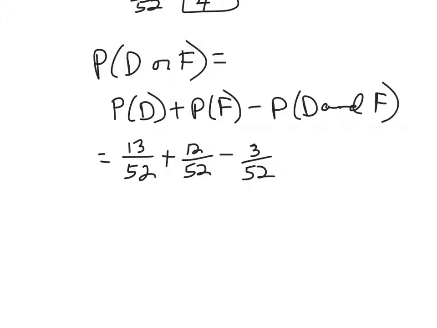That's the part right back here that a lot of students forget. They forget to subtract off the part at the end. So make sure you do that. 13 and 12 is 25, minus 3 is 22 out of 52, which would reduce to 11 out of 26.